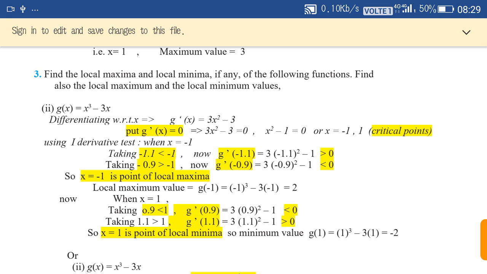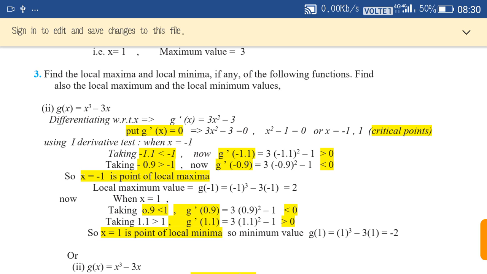I am using the first derivative test, so I will not differentiate it again. The step is you put g dash x is equal to 0, and that means 3x square minus 3 is equal to 0, and it will give you x square minus 1 is equal to 0 and x is equal to plus minus 1. These are the critical points.